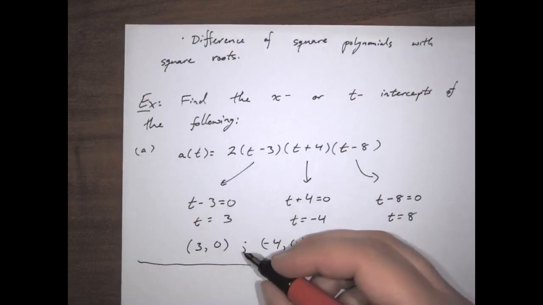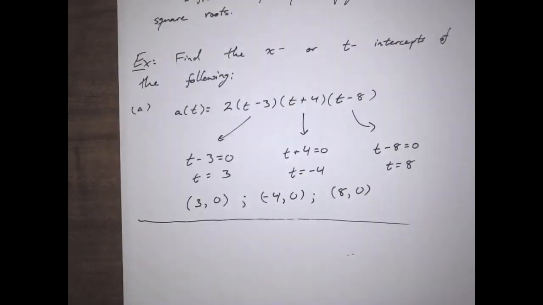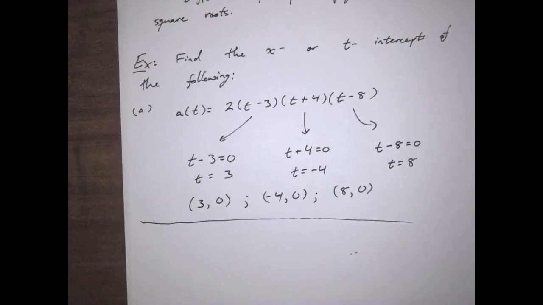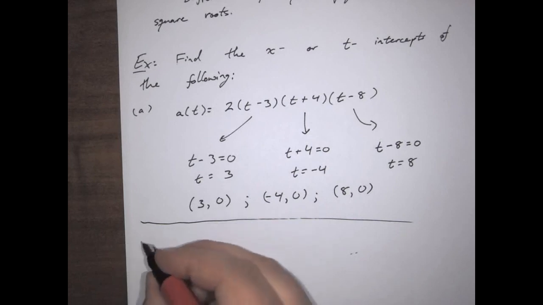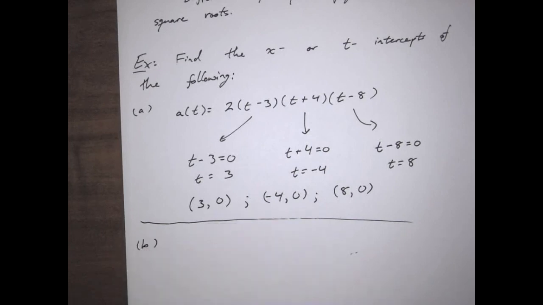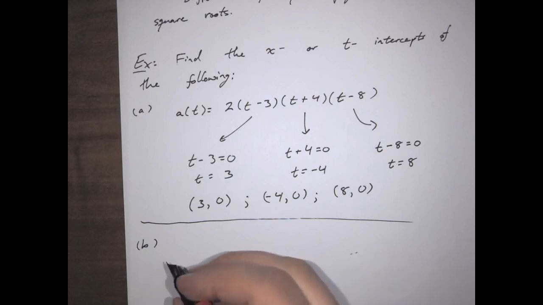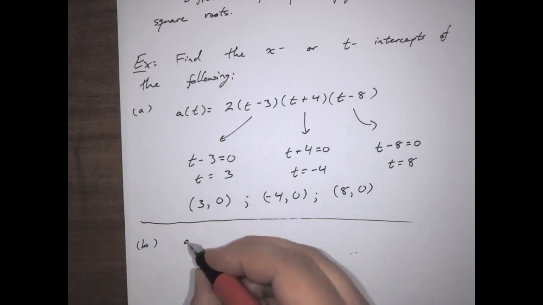And you can separate your intercepts with semicolons or just commas, whatever you think looks clearer. Alright, so there's that. Now, let's try an example that requires some factoring by grouping. So let's say what we had was something like this.